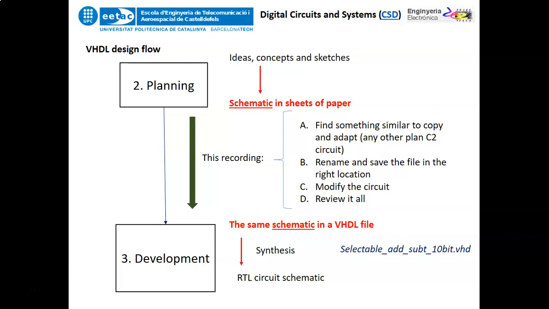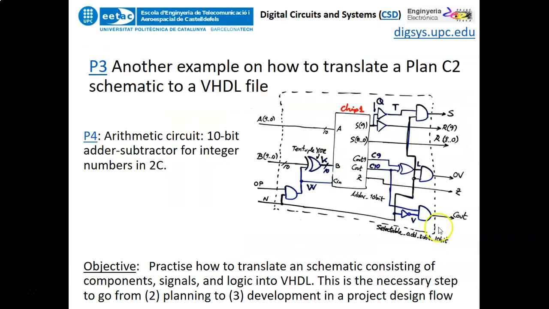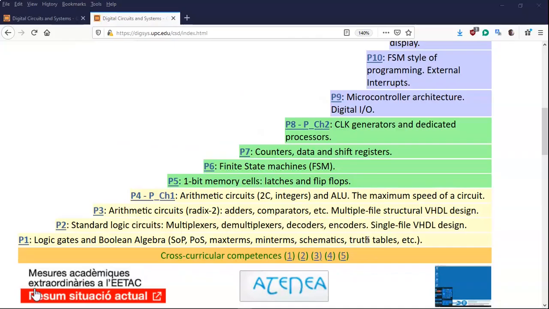The next step is to rename and save the file in the right location. And then, take your time. Probably more than half an hour, but in the end you will modify the circuit inherited from the example, and after a final review you will get what you want, which is the selectable adder subtractor 10-bit VHD. That is the perfect equivalent of this top entity that you have on your sheet of paper, right? So let's go and see how to proceed from the very beginning.